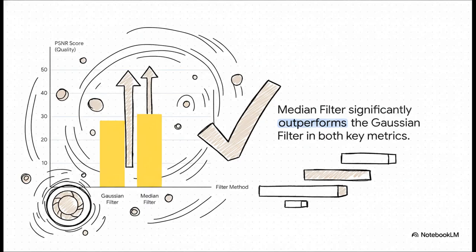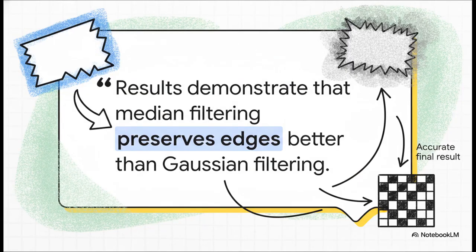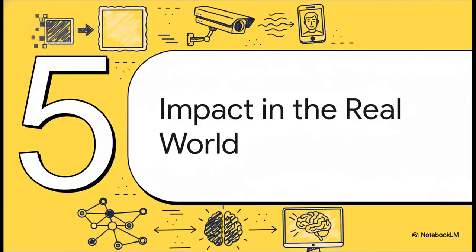Now, looking at the raw numbers is one thing, but this bar chart really drives it home. It's not even close. The median filter gives a significantly better performance in both preserving the quality and the structure. The data is practically shouting at us here. And the paper just nails the conclusion. It says, flat out, that the median filter is just better at preserving edges. And that's the whole game, isn't it? By getting that first step right, by keeping those edges sharp, it sets the rest of the pipeline up for a huge win.